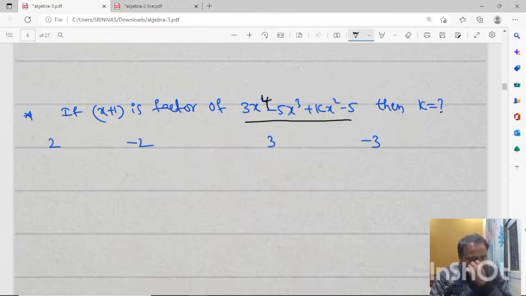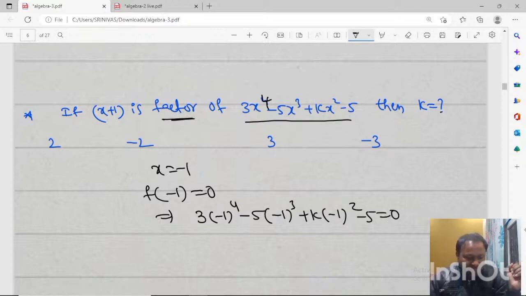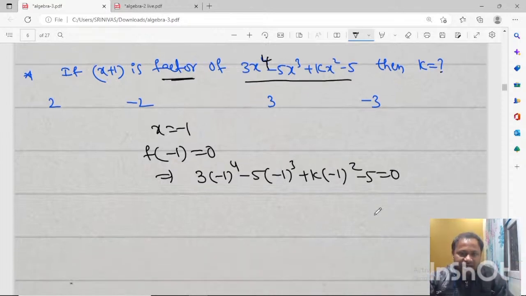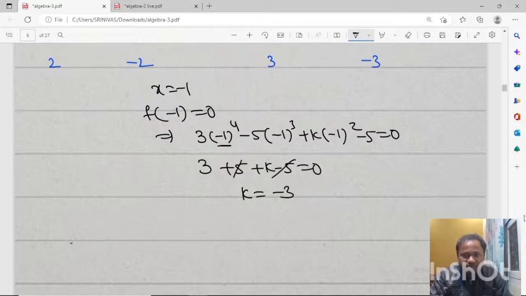So, x plus 1 is a factor. So, x is equal to minus 1. So, f of minus 1 is equal to 0. So, 3 into minus 1 power 4 minus 5 into minus 1 cube plus k into minus 1 square minus 5 is equal to 0. Okay. Everybody said the correct answer, I think. But you need to be very careful whenever a minus comes. 3, this is positive. Minus in minus plus 5 plus k minus 5 is equal to 0. So, k is equal to minus 3. That is the correct answer.